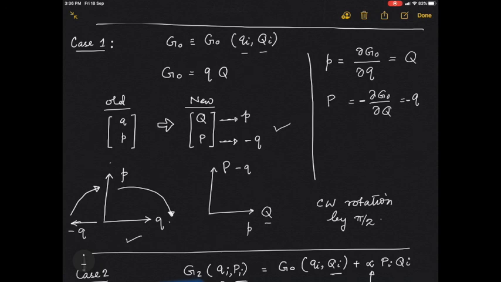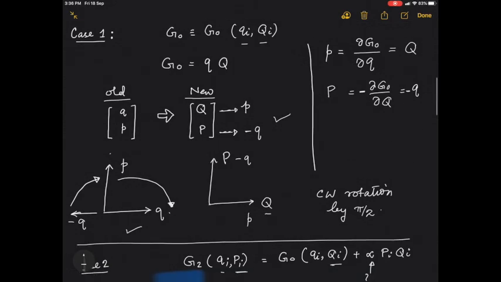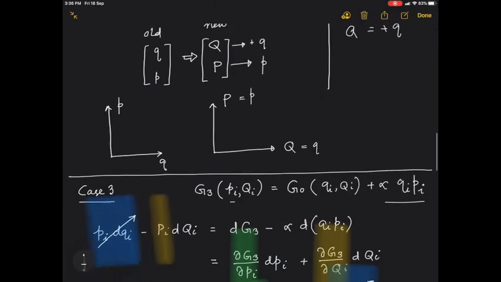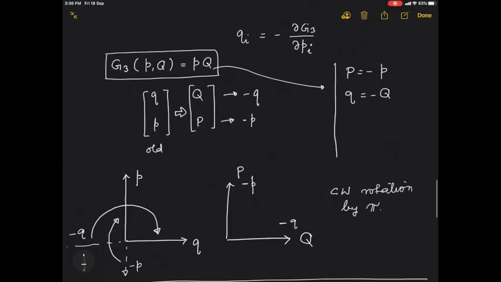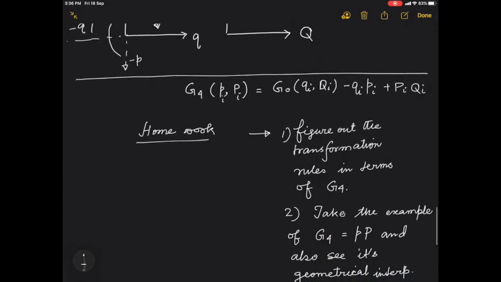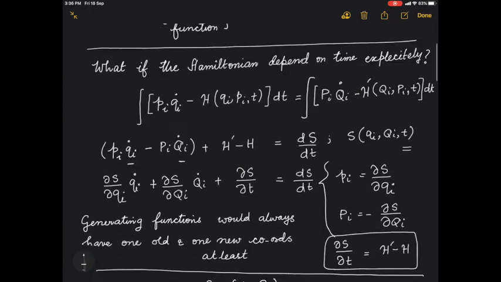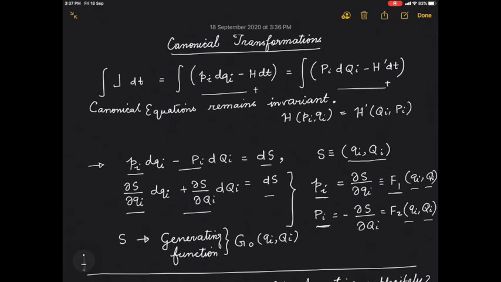Then we looked at different examples of generating functions when they are functions of several pairs of the old and the new coordinates: old position, new position; old position, new momentum; old momentum, new position; and finally, your homework, old momentum, new momentum. Okay, this is what we have done so far. But let us ask one question at the end, and once we answer that, that will finish our discussion on canonical transformation for this course.